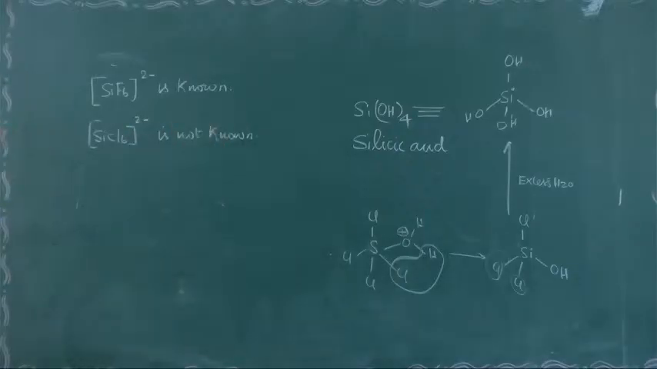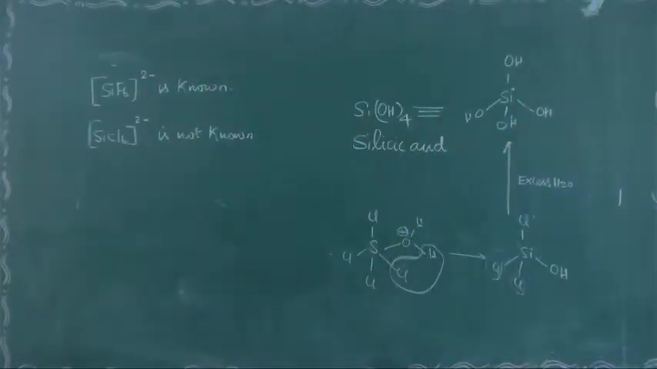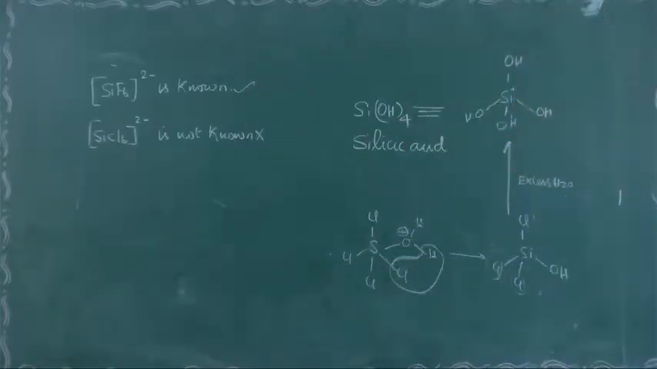Please note this is an important point, already a previous year question. Hexafluoride of silicon is known, whereas hexachloride of silicon is not known. Please note the reason: the first reason is going to be the six large chloride ions.